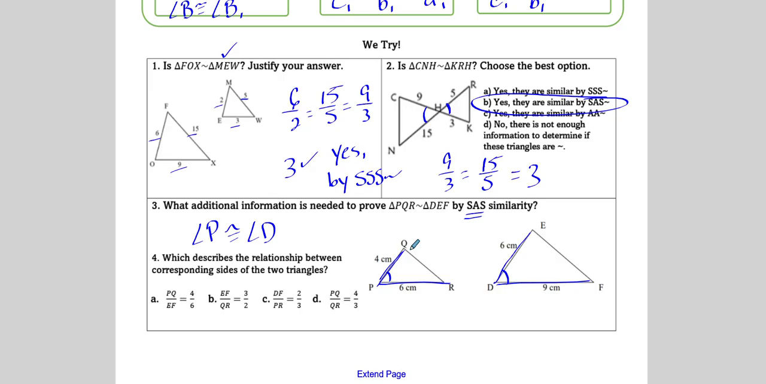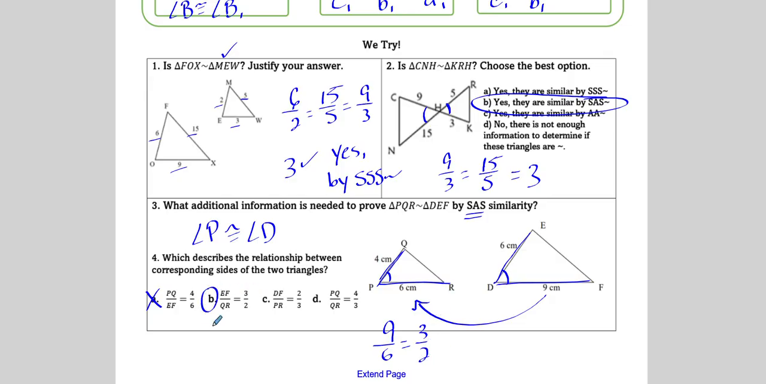All right, which describes the relationship between corresponding sides of the two triangles? PQ is 4, and EF, nope, those don't correspond. PQ does not correspond with EF, so that one's out. EF to QR is the same as 3 to 2. And we don't have any side lengths here, and I don't really care what the side lengths are. I know the ratio is going to stay the same as whatever this ratio is. 9 over 6 is the same as 3 over 2. So, yep, that one has to be true.